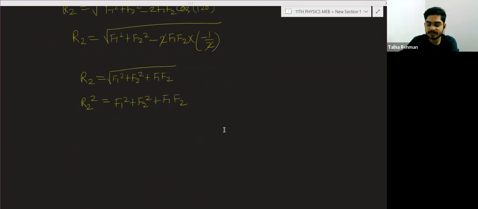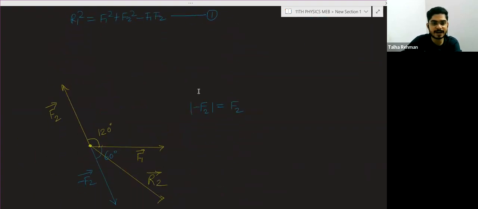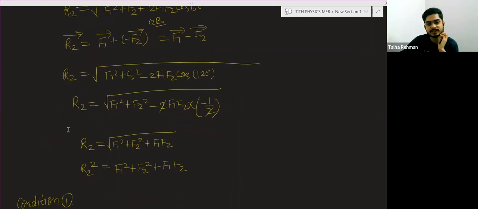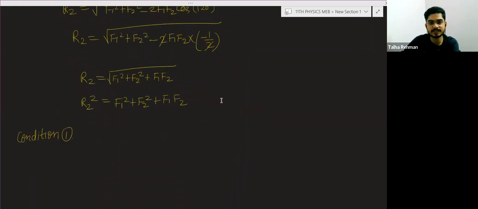So now they are saying that we have two conditions. Condition 1, when your vectors are acting like this. So you have a resultant this, you have a resultant this, R2. So you have written that resultant like this.